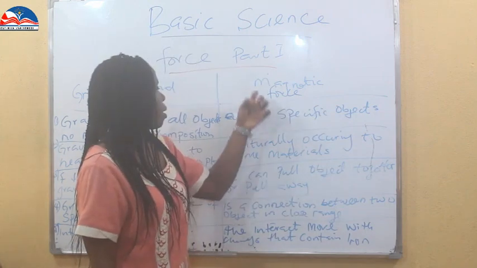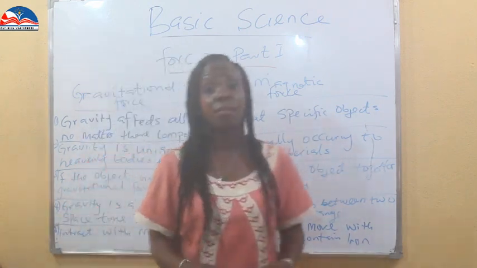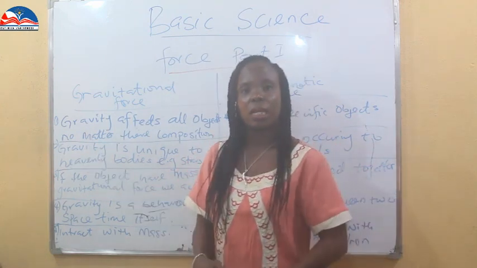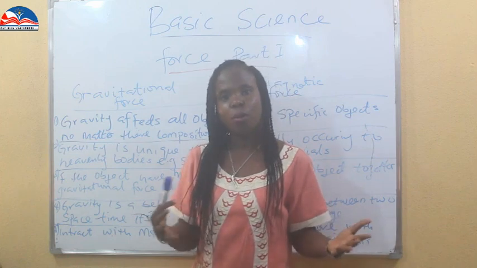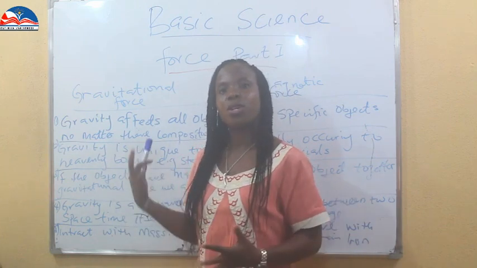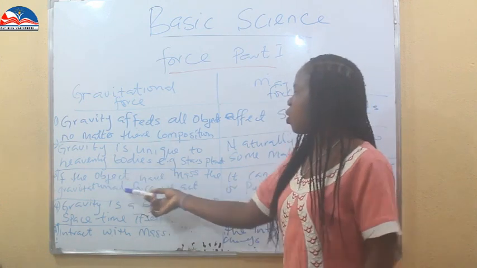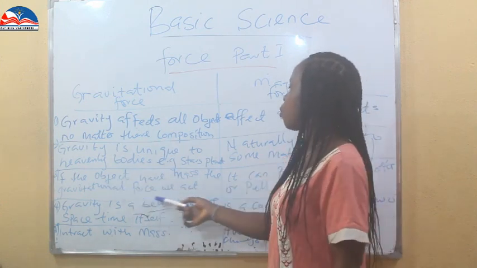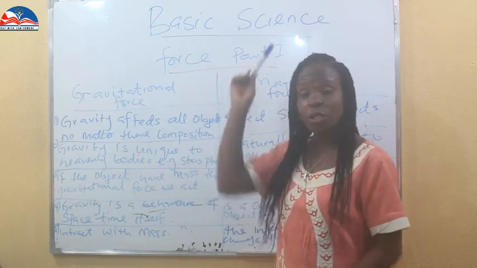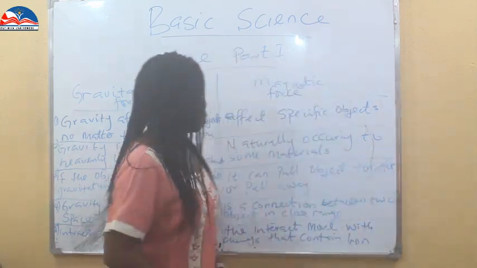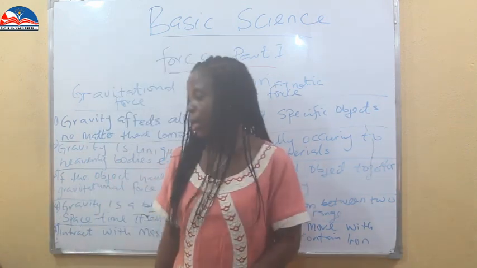But magnetic force is naturally occurring in some materials. Magnetic force just happens naturally. It's not unique to heavenly bodies. So for some materials, it is a natural occurrence, but the other one is unique to heavenly bodies. The third one: if the object has mass, the gravitational force will act. Provided it has mass, the gravitational force will happen. But this one, it can pull objects together or push them away.